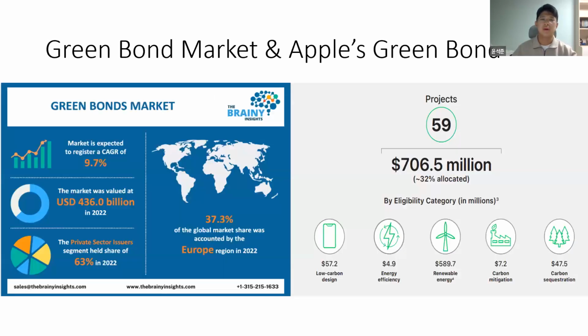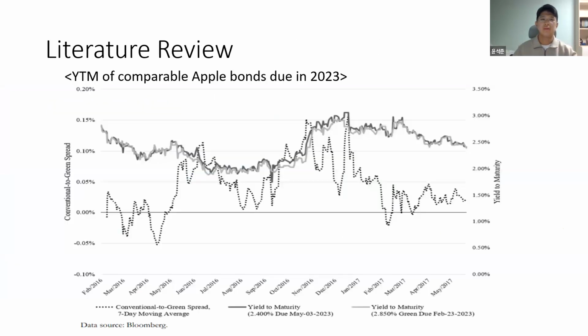As I explained in the midterm paper, the green bond market is emerging and growing very fast. Apple is one of the first technology companies to issue a green bond. In the literature review, this graph is the main graph.